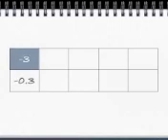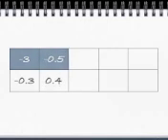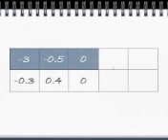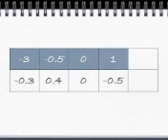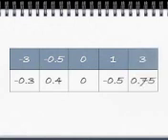Now, you plug in the numbers into a table. Negative 3 is equal to negative 0.3. Negative 0.5 is equal to 0.4. 0 is equal to 0. 1 is equal to negative 0.5. 3 is equal to 0.75.